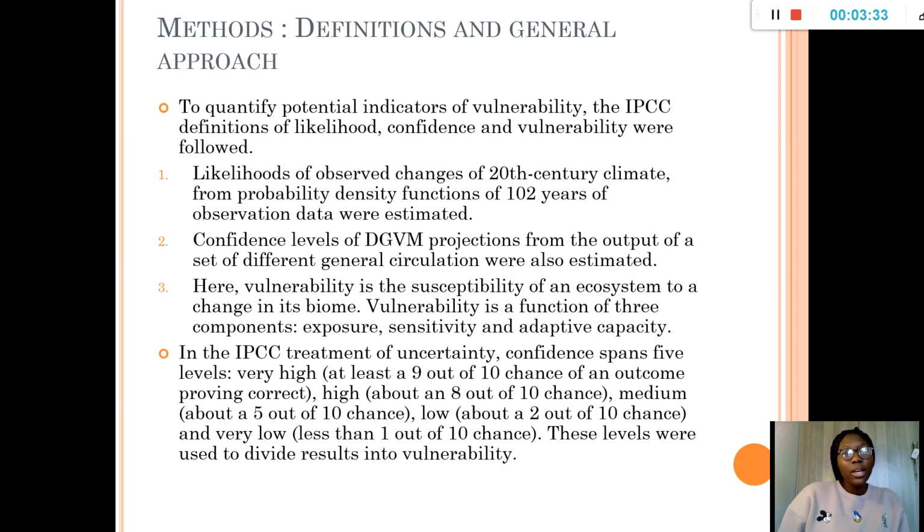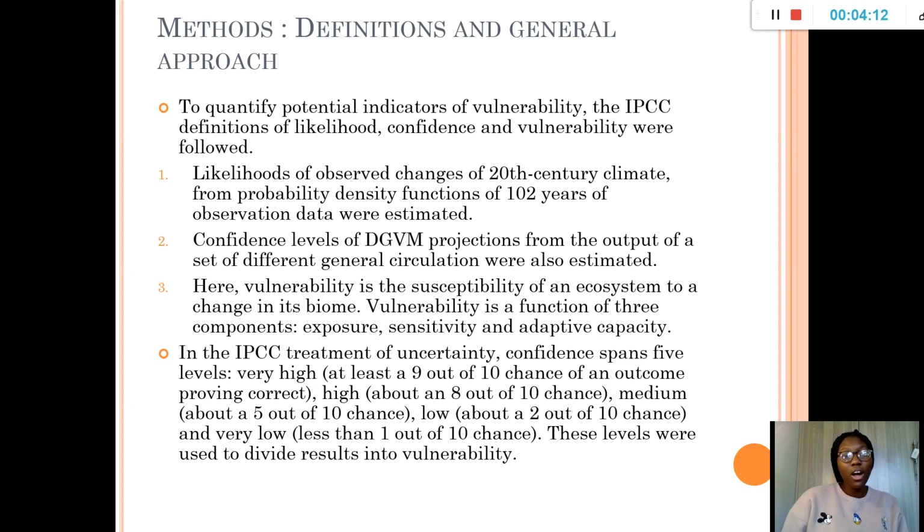To quantify potential indicators of vulnerability, the IPCC definitions of likelihood, confidence, and vulnerability were followed under methods. Firstly, likelihoods of observed changes of 20th century climate from probability density functions of 102 years of observation data were estimated, followed by the confidence levels of GGVM projections from the output of a set of different general circulation models, which were also estimated. Here, vulnerability is the susceptibility of an ecosystem to a change in its biome.